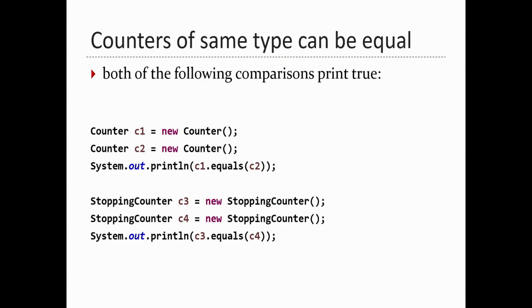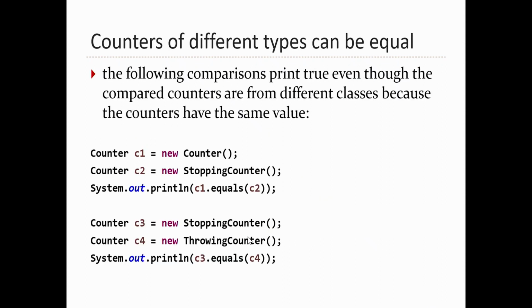So now counters of the same type are still equal. Two counters with the same value are equal. Two stopping counters with the same value are equal. But now two counters of different types, as long as they have the same value, are also equal. So a counter and a stopping counter whose values are both 0, that now prints true. A stopping counter and a throwing counter whose values are both 0, that also prints true. And so you have to use instanceof if you want to do comparisons of different classes in an inheritance hierarchy for equality.